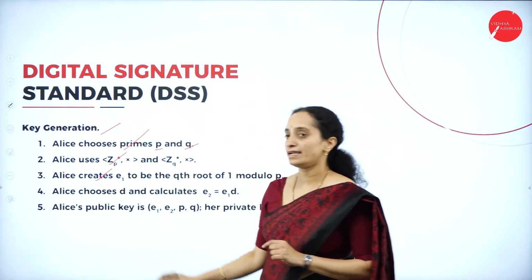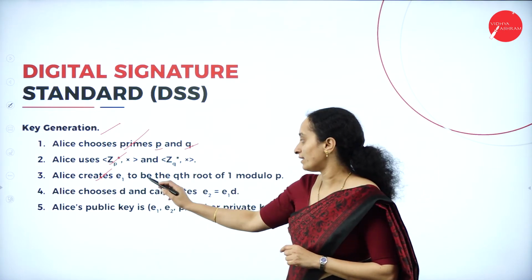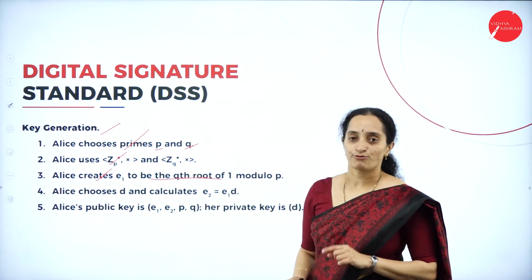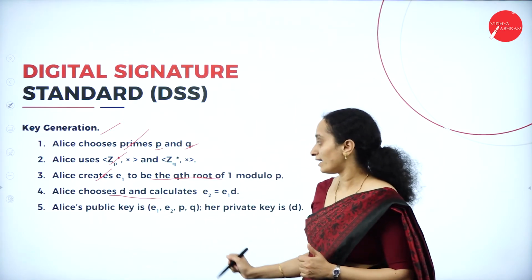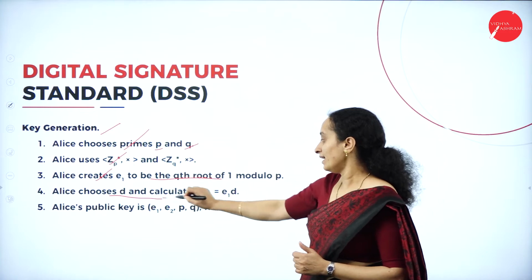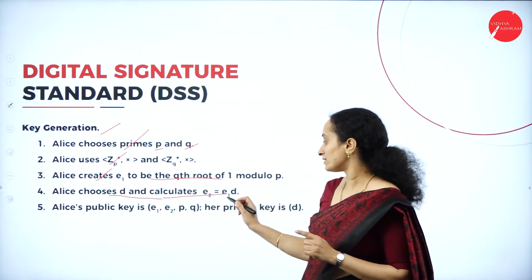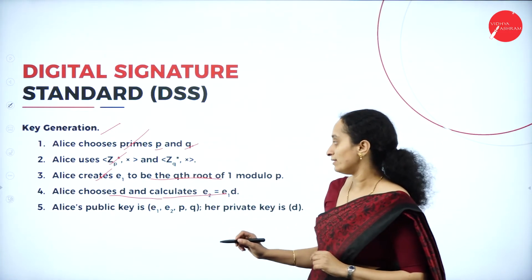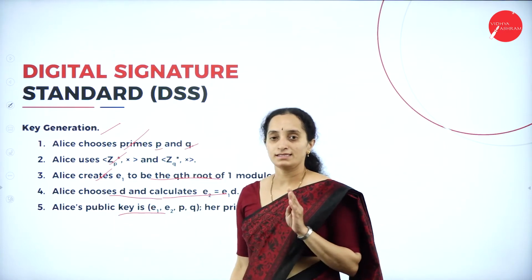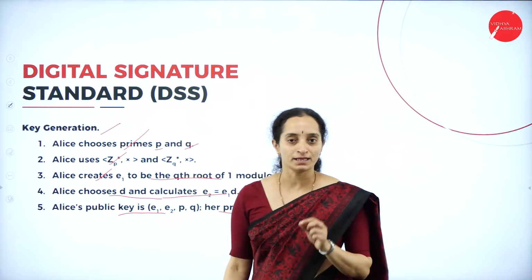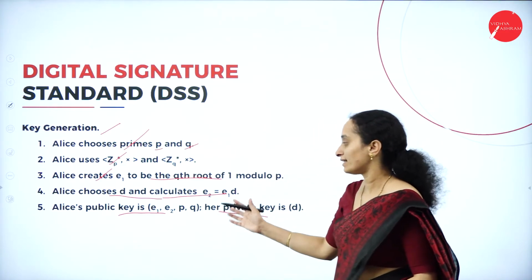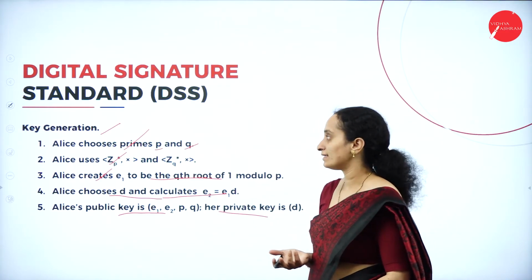Then Alice creates the value E1 to be the Qth root of 1 modulo P. Alice chooses the private key D and calculates E2 equals E1 to the power of D. Alice's public key is E1, E2, P and Q, and her private key is D. Alice is nothing but the sender.